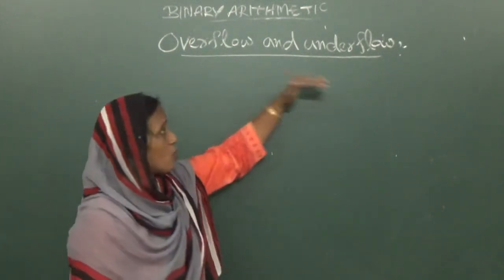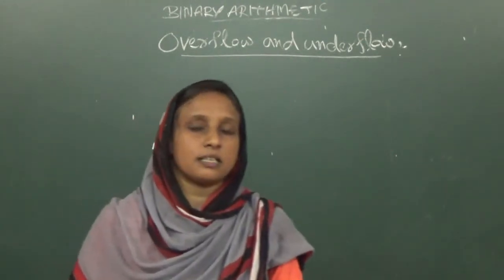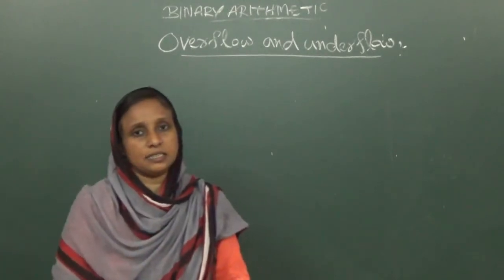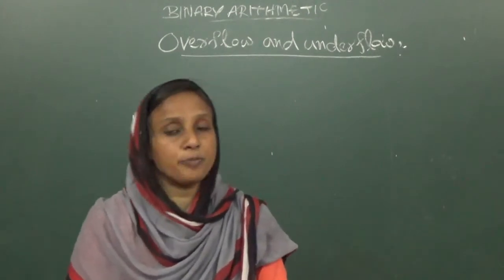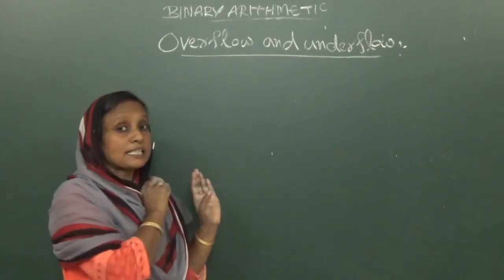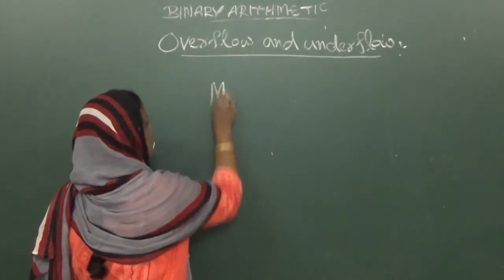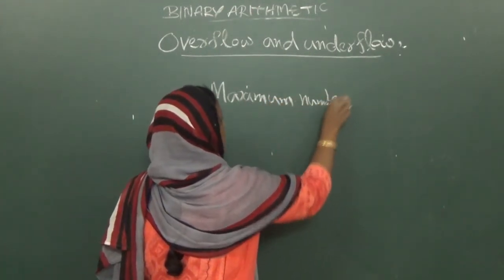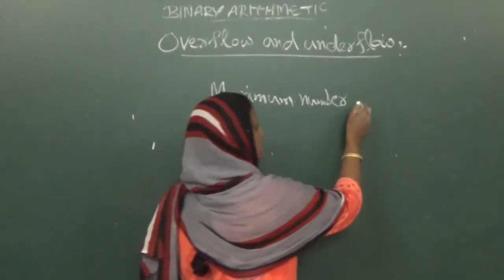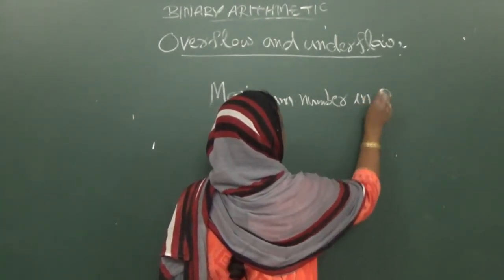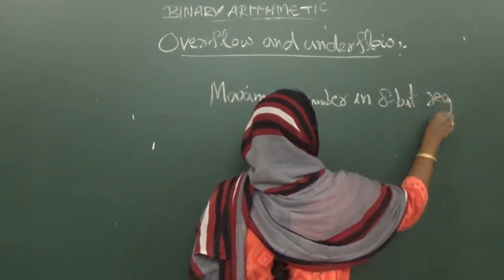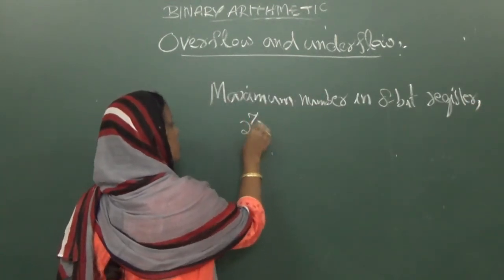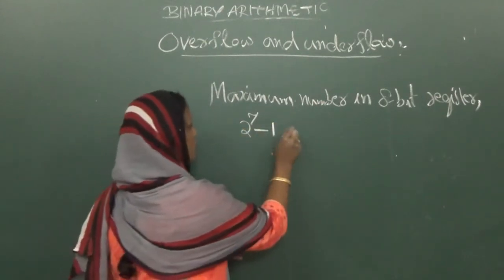Let's check what overflow and underflow are. In some cases, when we add two numbers, the result exceeds the capacity of the registers. For example, we already assumed an 8-bit register. So we know that the maximum number that can be stored in an 8-bit register is 2 raised to 7 minus 1. This is equal to 127.